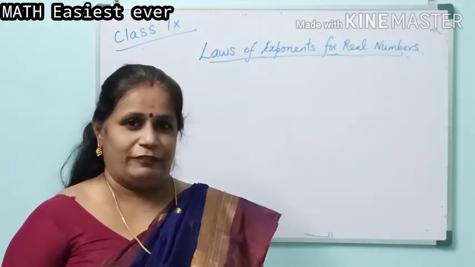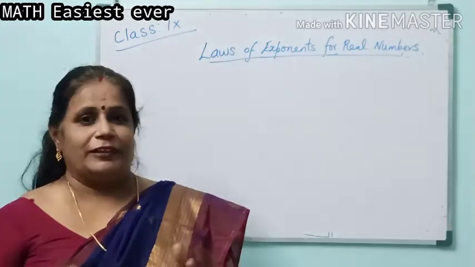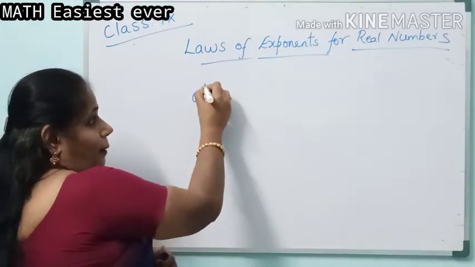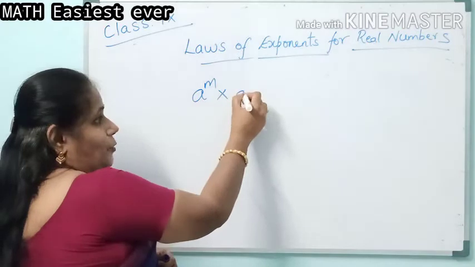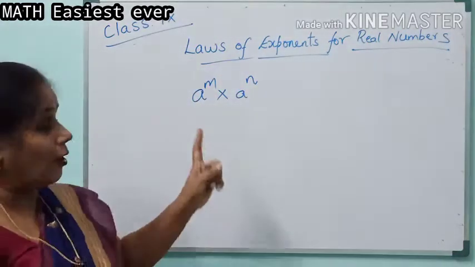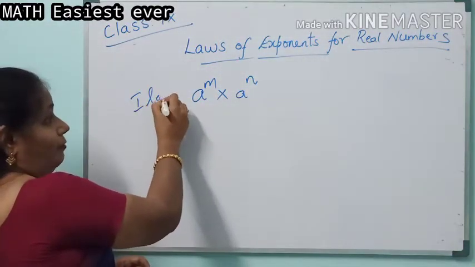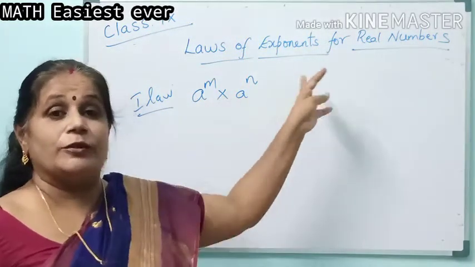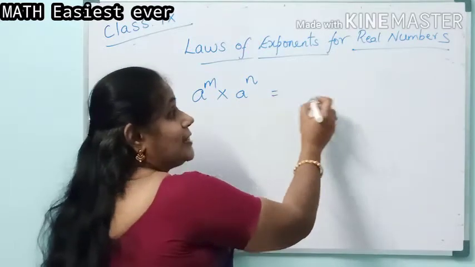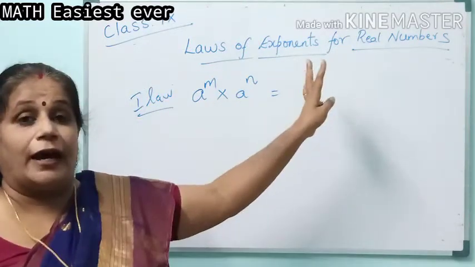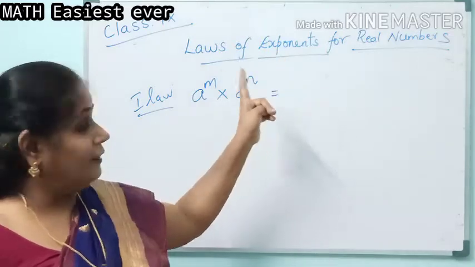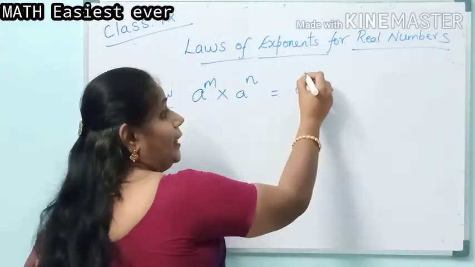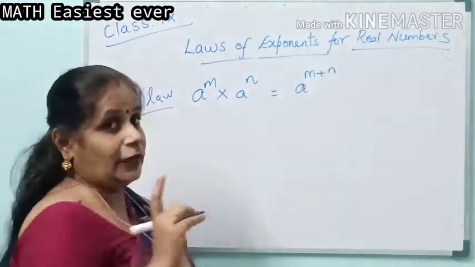I'll be showing you the different laws. Let's start with the first law. First law, a raised to m into a raised to n. You recall what we have learned in the 7th standard, same portion only. Where a is the base and m and n are the power or index. The first law says that a raised to m into a raised to n is a raised to m plus n. Recall the first law.